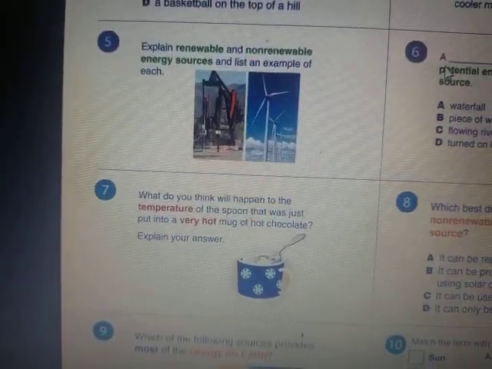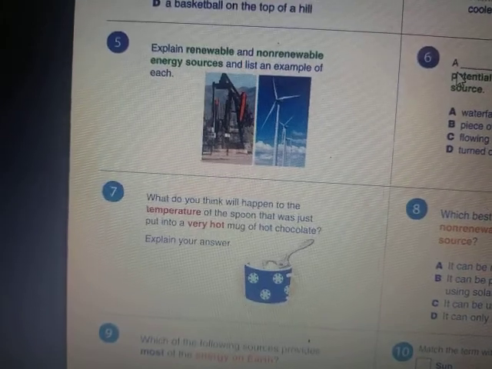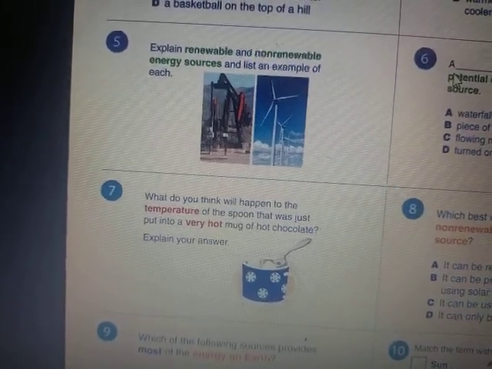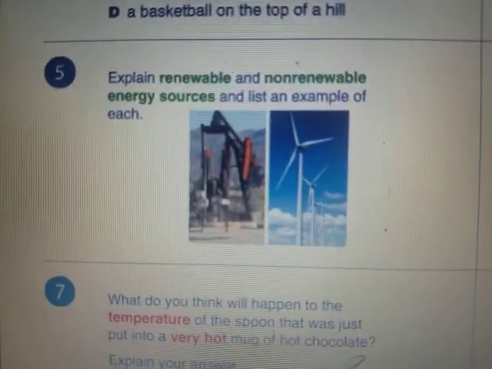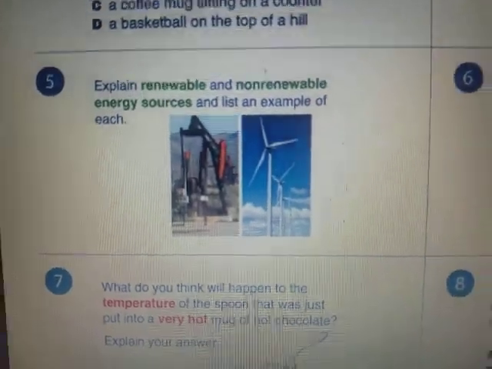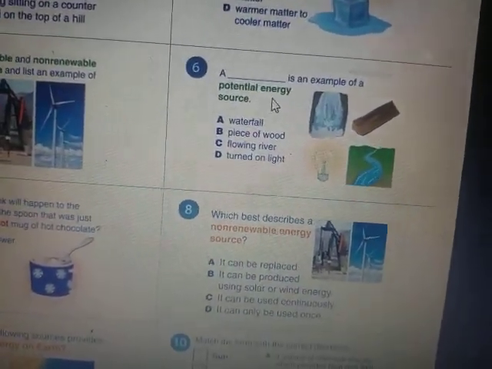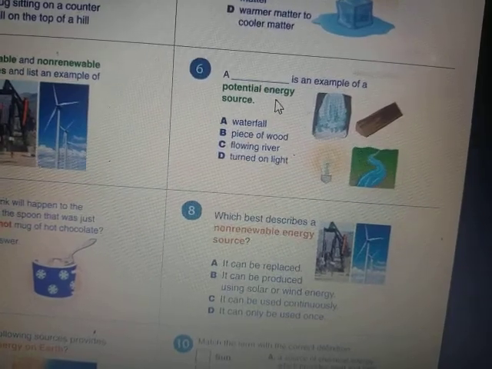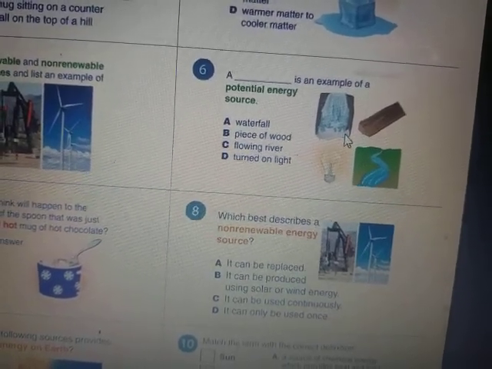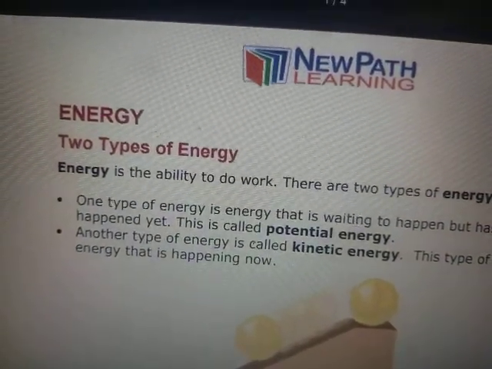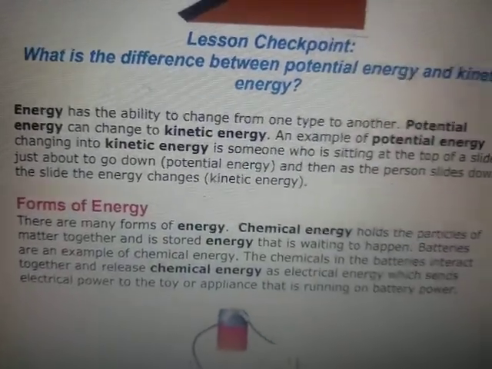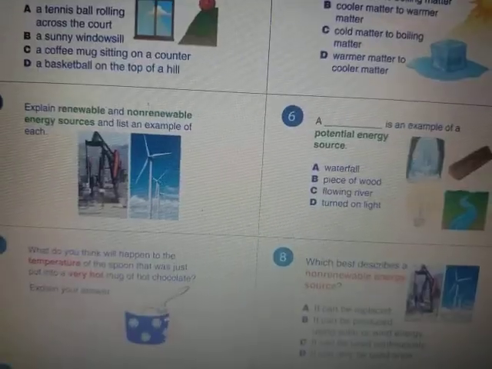Number 4, heat flows from, and tell me where heat flows from. Here's another one, number 5, where you're going to quickly write, explain renewable and non-renewable energy sources and list an example of each. You guys remember this because we read about Energy Island in school. So we know about renewable and non-renewable resources. So that's kind of like a reminder. A blank is an example of a potential energy source. So which one of these is a potential energy source? And if you don't know, again, go back and find where they talk about potential energy. And I believe there's more down here. So make sure you read to find that answer.